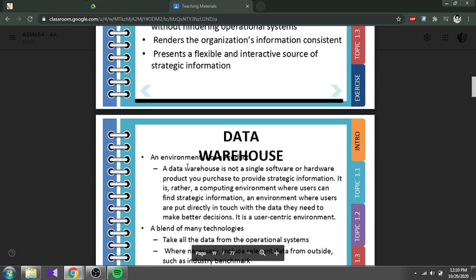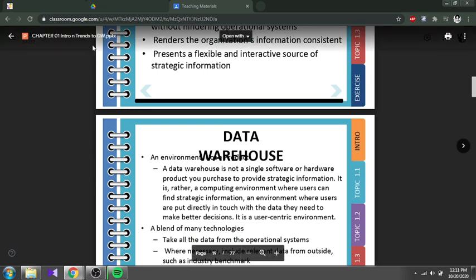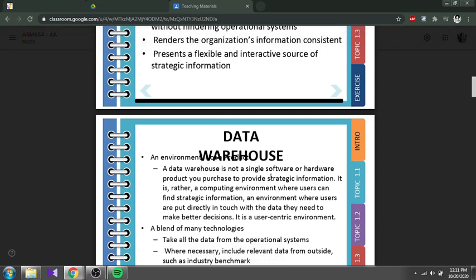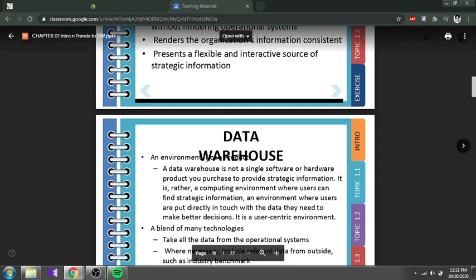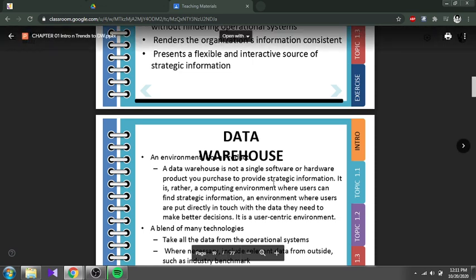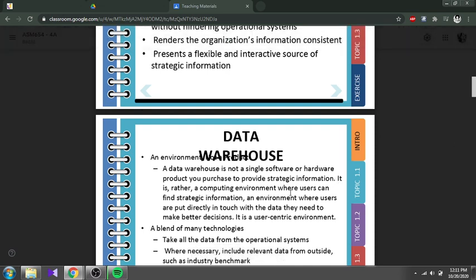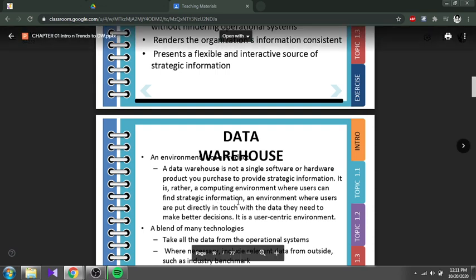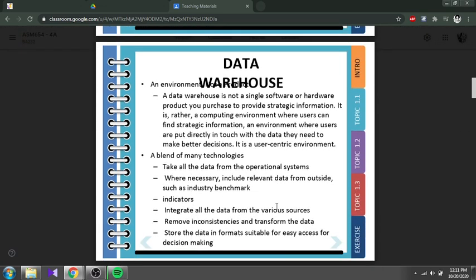The data warehouse environment. Because we opened this PowerPoint in Google view, there are some redundancies here. A data warehouse is not a single software or hardware product that you purchase to provide strategic information. It is rather a computing environment. It involves everything, where users can find strategic information, an environment where users are put directly in touch with the data they need to make better decisions. It is a user-centric environment.